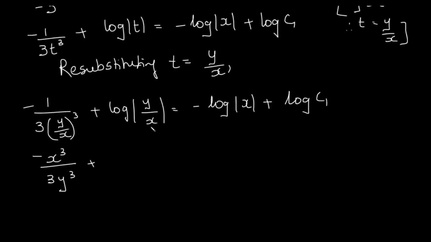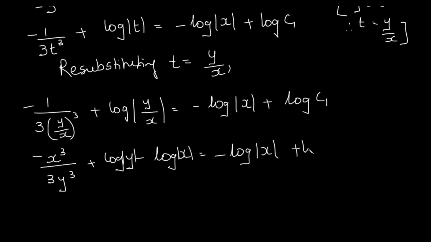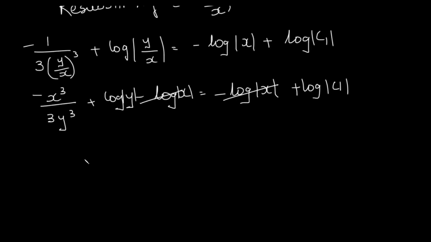Observe this properly. Log y upon x. So two numbers are divided and their logarithm is taken. We can separate out the logs by subtracting both the numbers. So we get log y minus log x is equal to minus log x plus log c1. Everywhere mod you can write it, mod c1. Now minus log x, this is minus log x. So minus log x and minus log x get cancelled from both the sides. Thus we are ending up with this particular term.